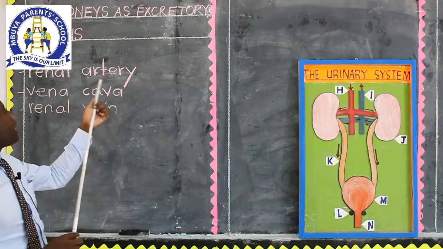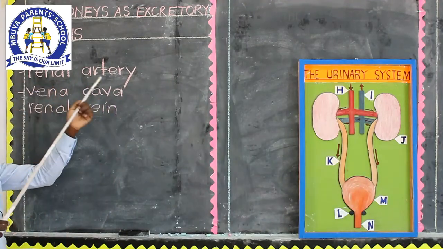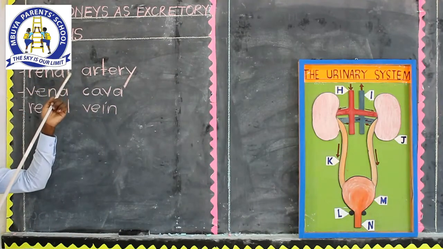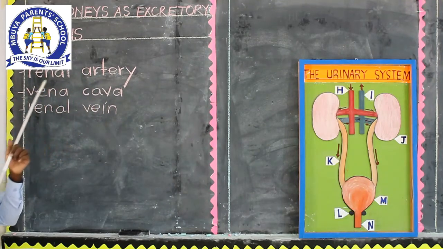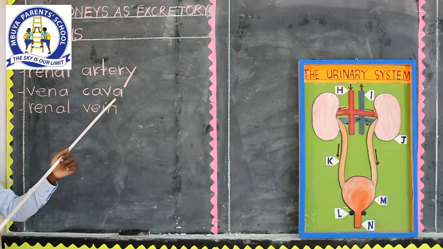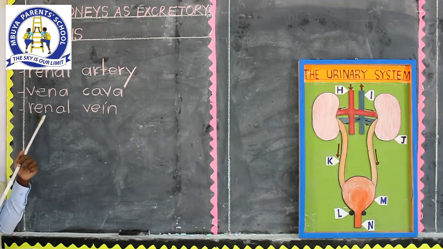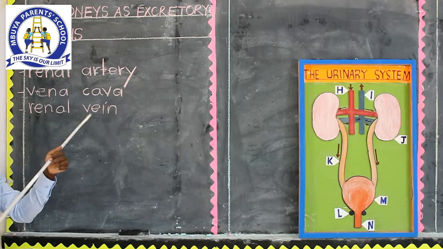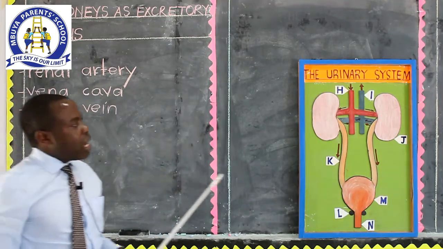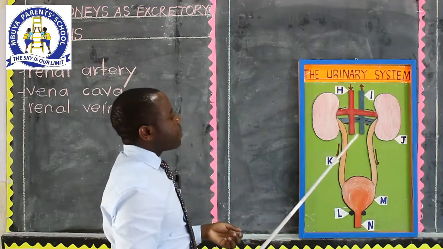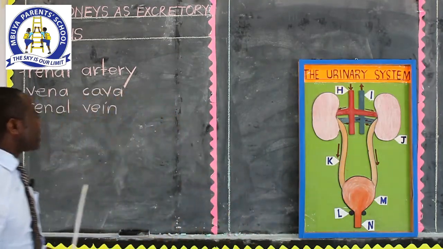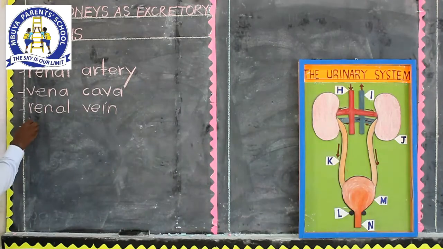Why is it called artery? Because aorta is an artery. So it divides into another artery that we call renal artery. The vena cava is the main vein, and then it divides, and we have got renal vein. So we have got the kidneys as part J. So we have got those components, and another one will be the kidneys.